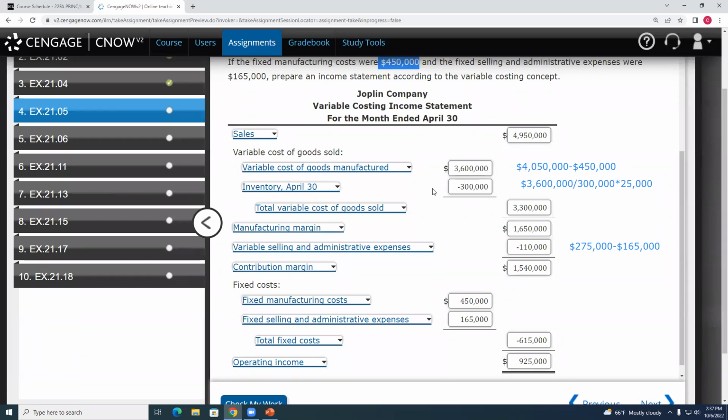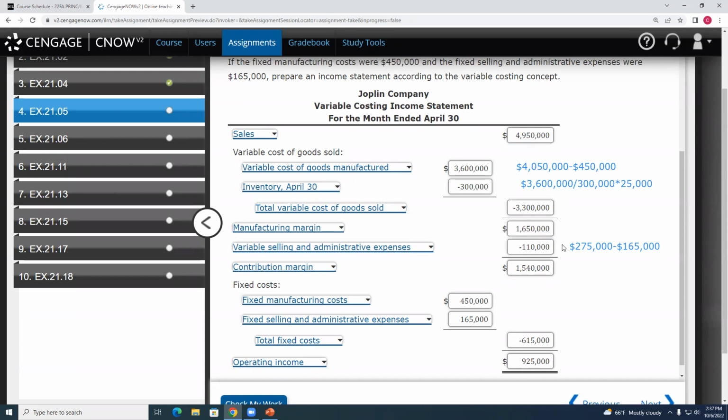Then I needed to subtract our ending inventory. And I took that total cost divided by the number of units that we made to find the unit cost, and then multiplied by the 25,000 units we had in ending inventory. We had produced 300,000, we only sold 275,000. So 25,000 was still in ending inventory with a total value of the variable cost of 3,000. Subtracting that gives us our total variable cost of goods sold of 3.3 million. Subtract that from our sales to get our manufacturing margin.